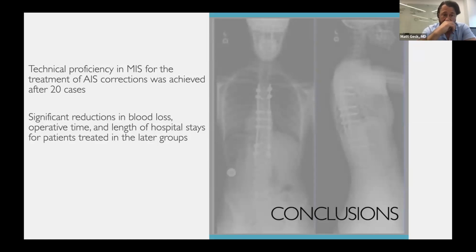So the first 20 cases seem to be important in terms of learning curve, and that's a pretty standard number in terms of learning to do newer procedures or new techniques at 20 cases. But we saw improvements really throughout the cohort. So I think that just shows either I'm a slow learner, or we can all keep getting better with time if we concentrate on proficiency throughout our careers.